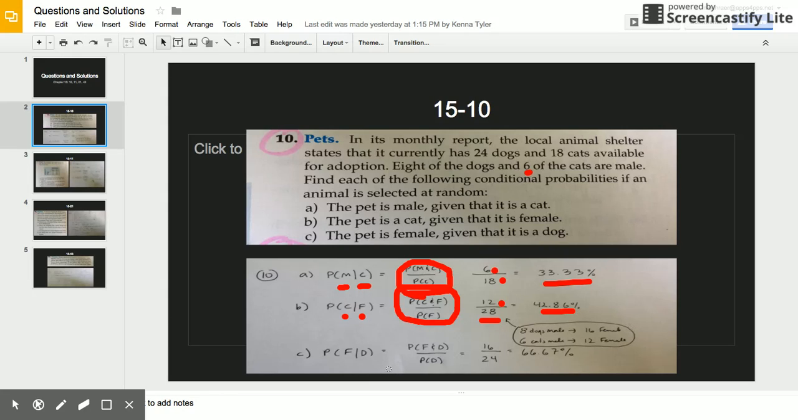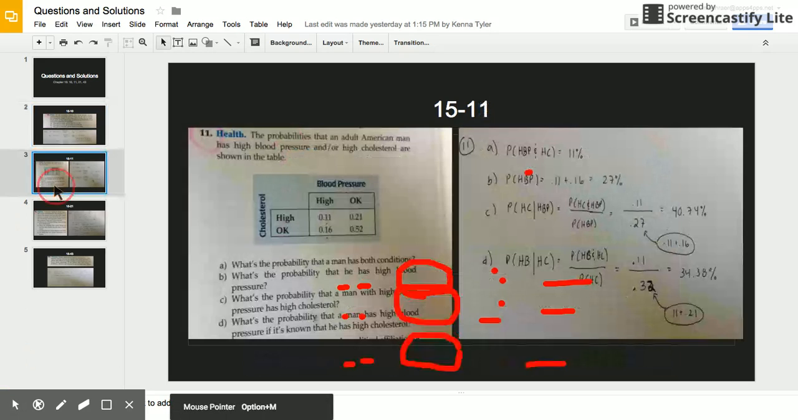Now the last one said that the pet is a female given it's a dog. So here's my given, always the second thing, and it's a female. So again, of course, write it all out. Awesome. And then I've got 16 over 24, which gives me 66.7. Nice. All right, let's go to the next one now.